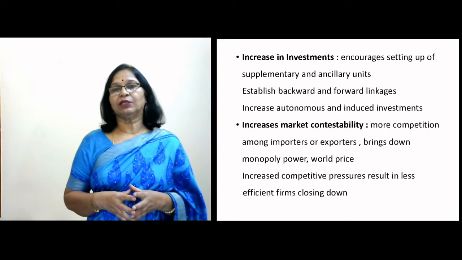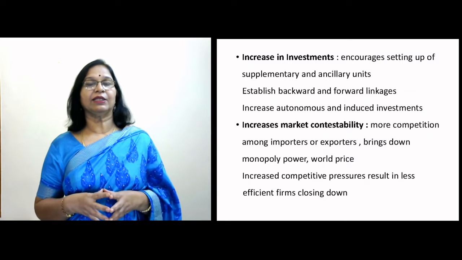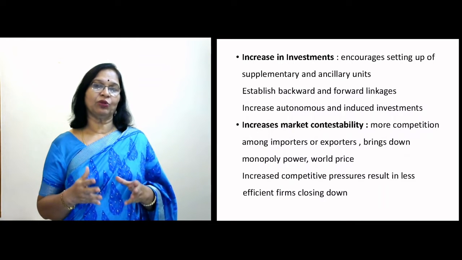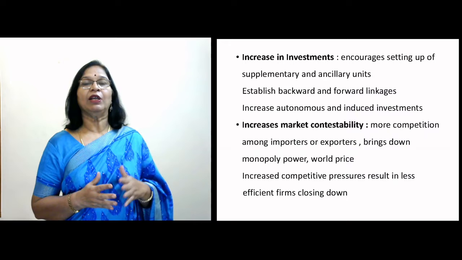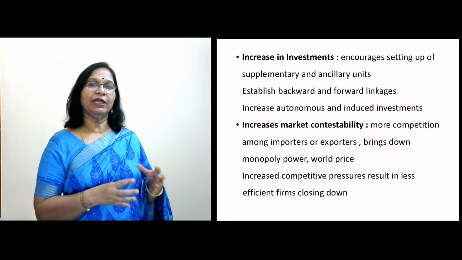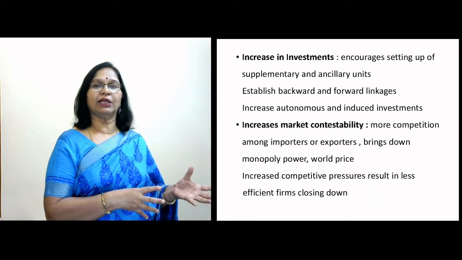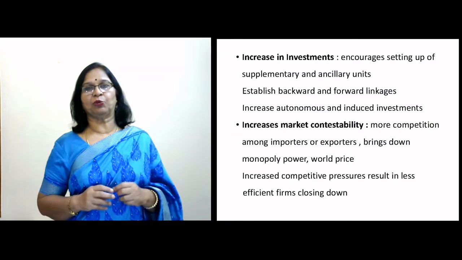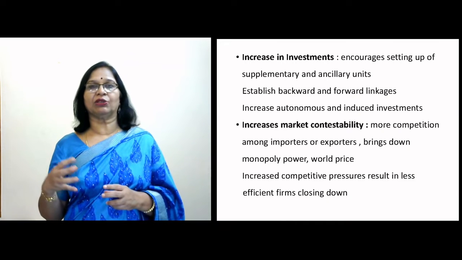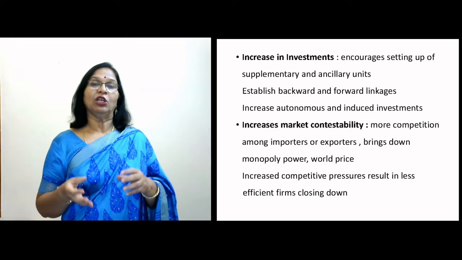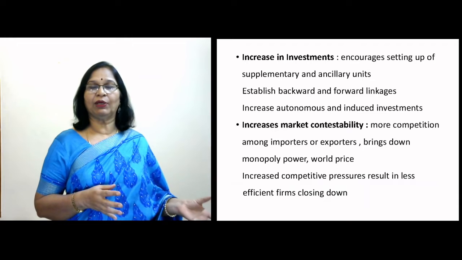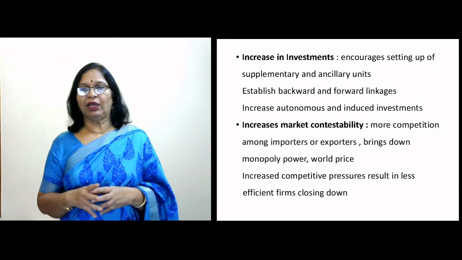International trade also results in investments and it encourages the setting up of ancillary units. A large number of firms that are catering to the export market will find themselves requiring a lot of components or ancillary items. And these smaller or medium scale industries grow up to cater to this export market. At the same time, there are packaging industries and transport industries that grow as forward linkages. So trade with other countries helps the development of backward linkages and forward linkages.